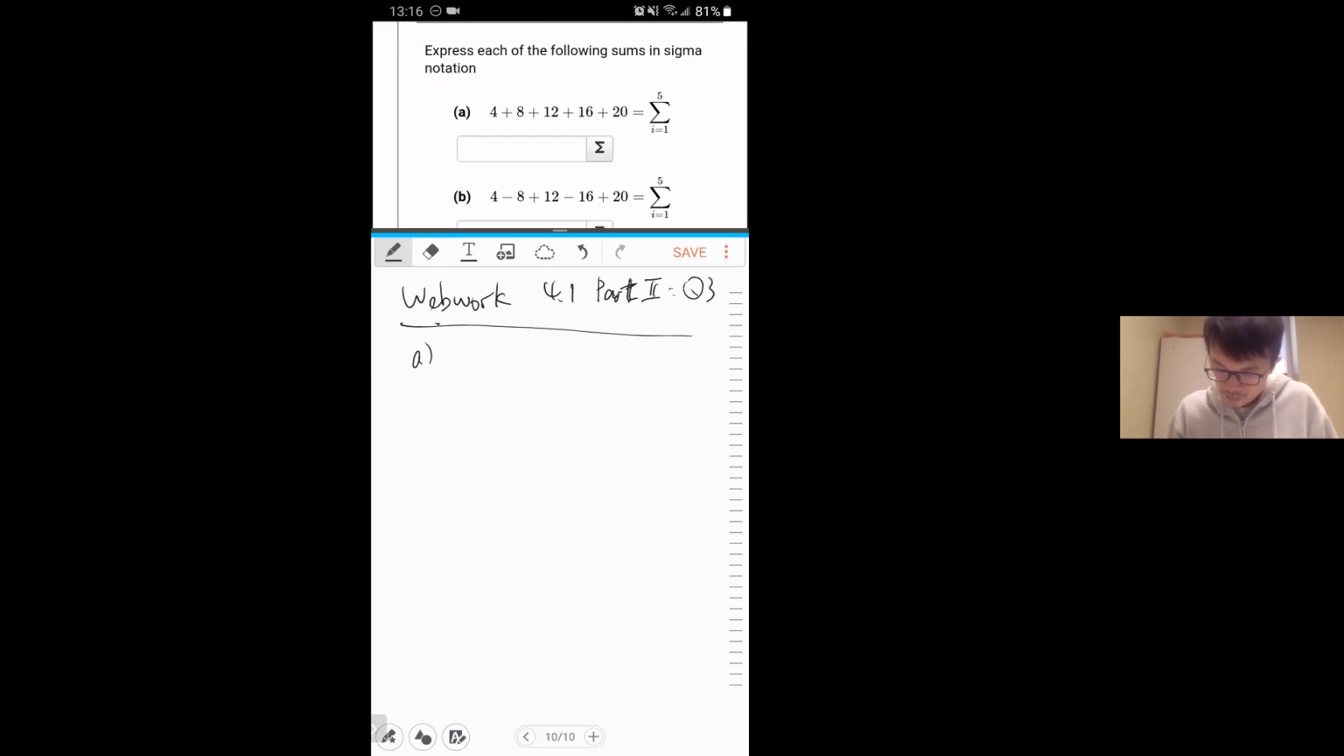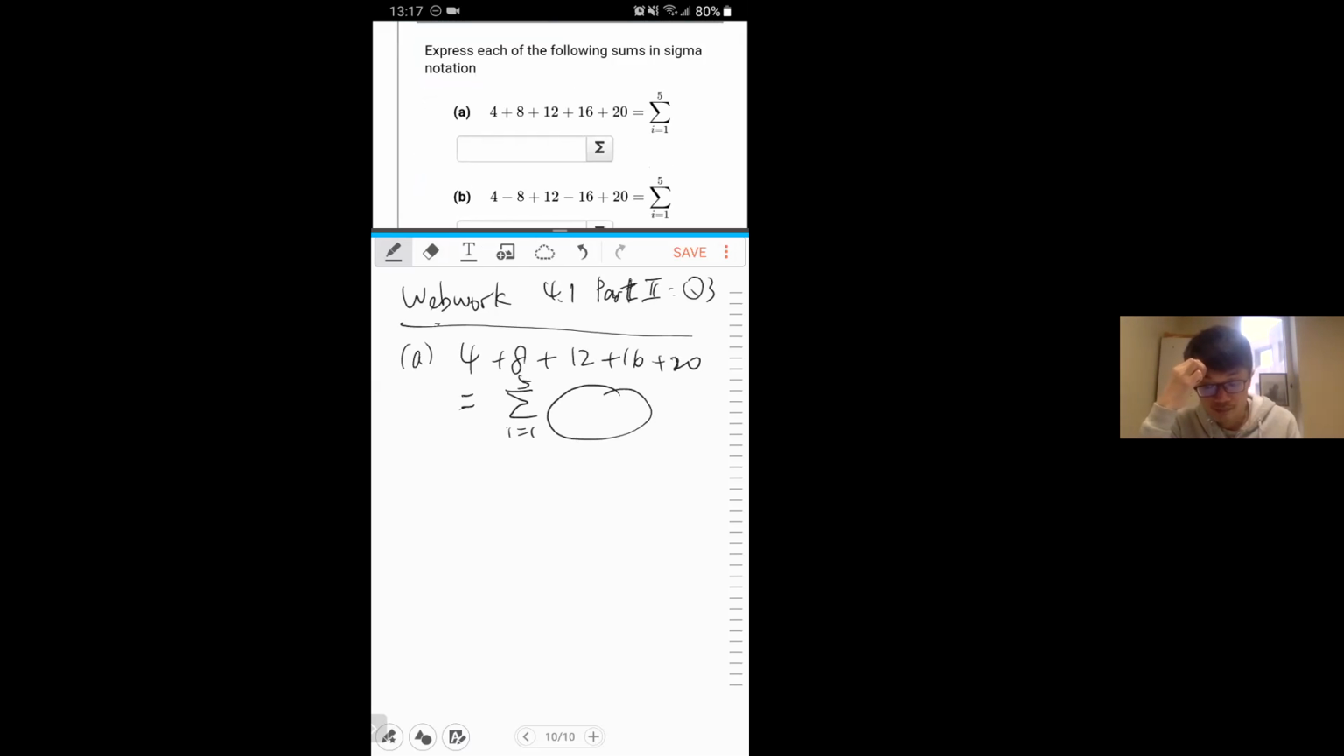So it's asking you to express each of the following sums into sigma notations. So I have 4 plus 8 plus 12 plus 16 plus 20, and I want to write that as sigma I goes from 1 to 5 of something. So do we see any pattern here? 4, 8, 12, 16, 20, what is the pattern here?